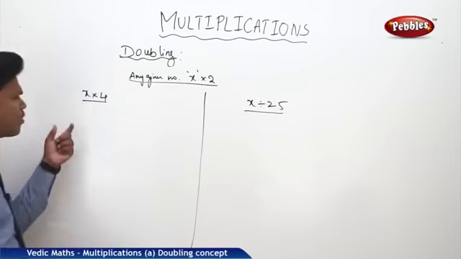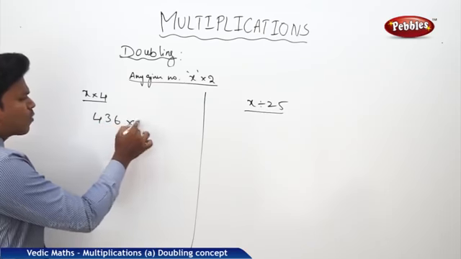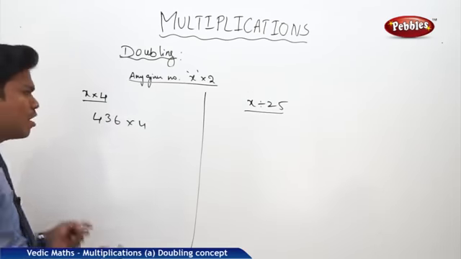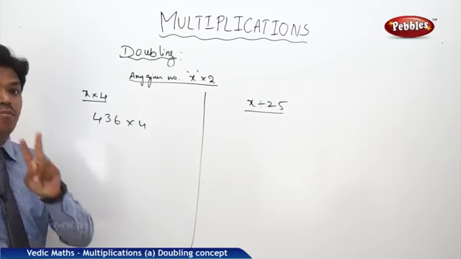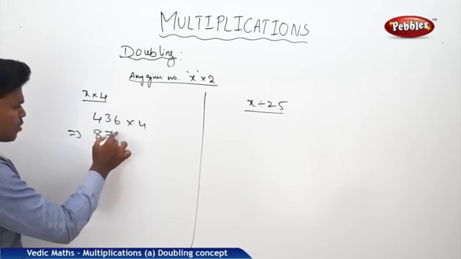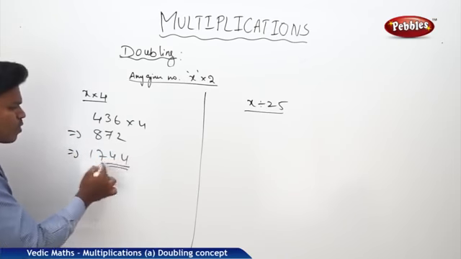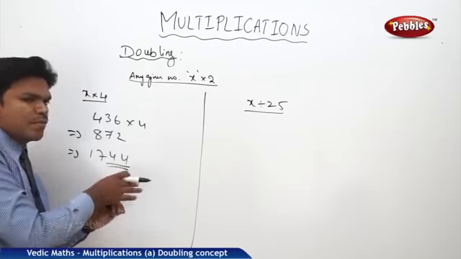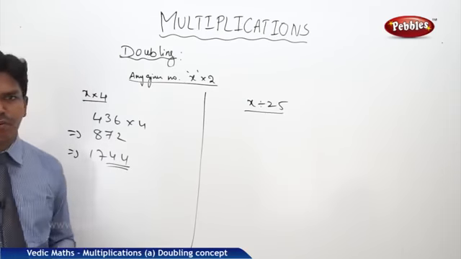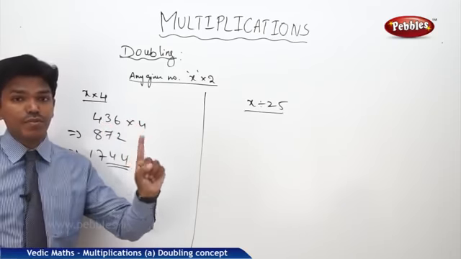Now if you want to multiply any number by 4, for example 436 into 4, my suggestion is, you just simply double the number fast, but twice. So what is the double of 436? 872. Again make it a double: 1744. So after two times doubling, I got the number as 1744. So this will be your answer when you want to multiply 436 into 4.